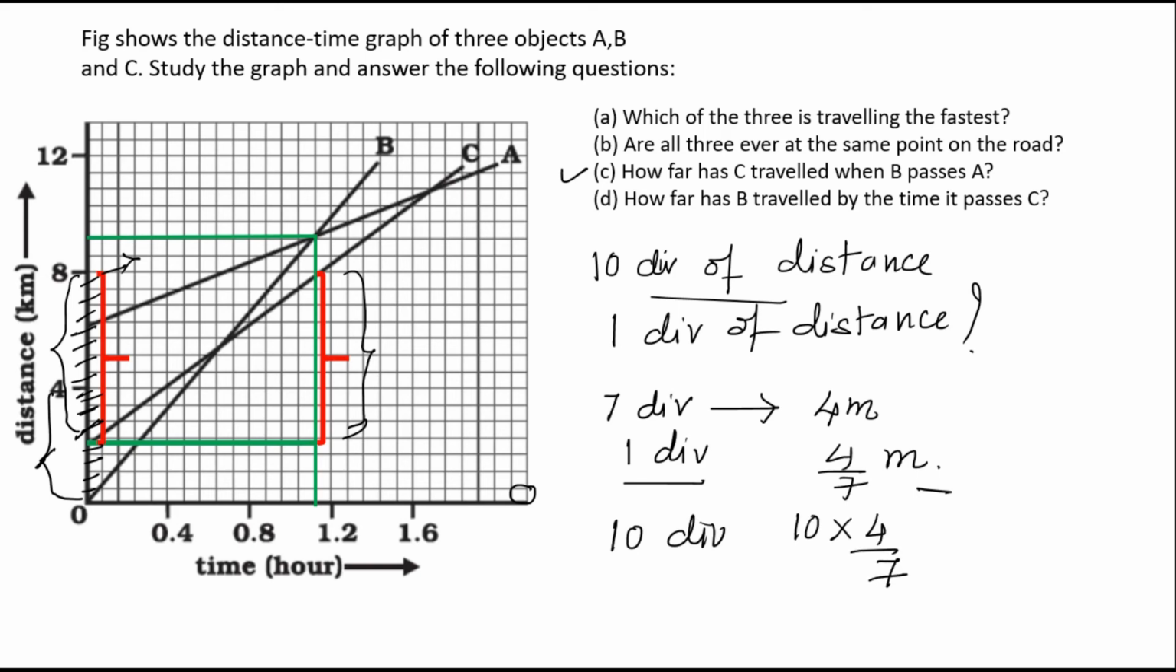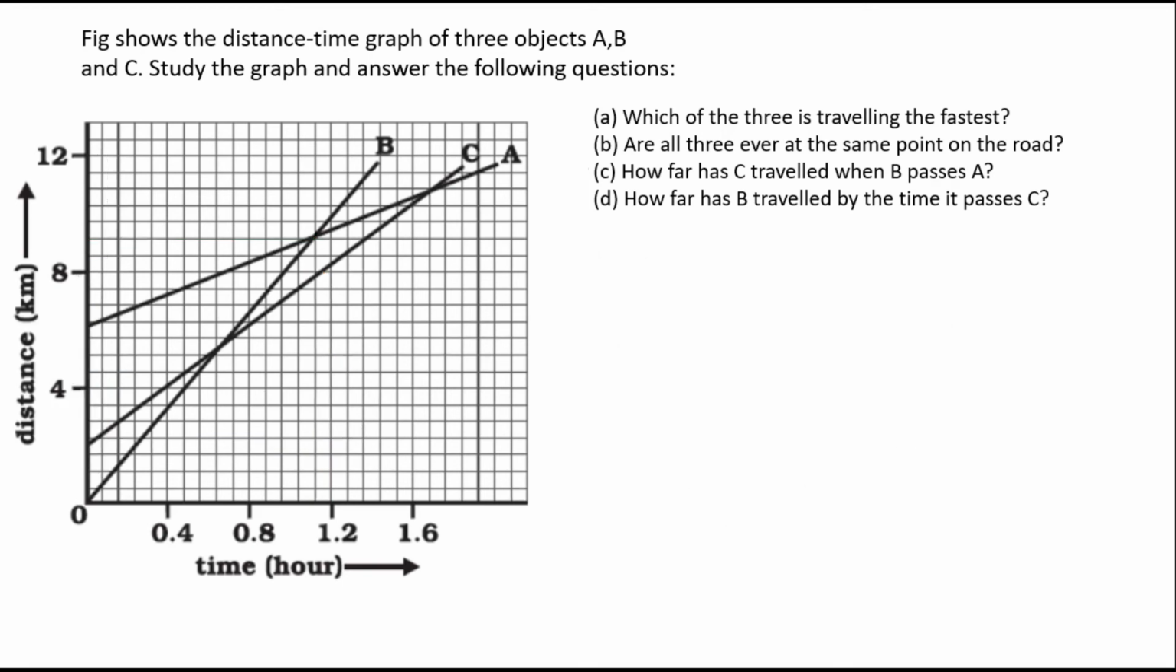I hope you have understood. We have calculated the 1 division value and how it has come. 7 boxes cover 4 meters of distance. You can see here also, 7 boxes cover 4 meters. So 1 box gives 4 by 7 meter distance. Now that is equal to 40 by 7, which is approximately 5.7 meters. So how much has C traveled when B passes A? This much distance, which is equal to 5.7 meters.